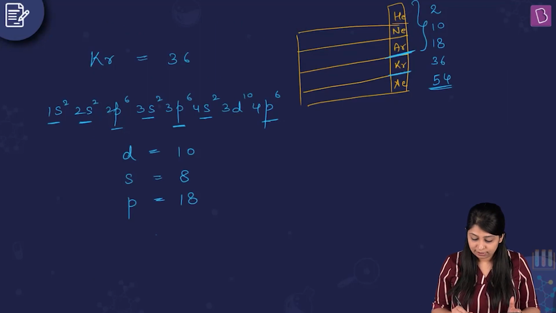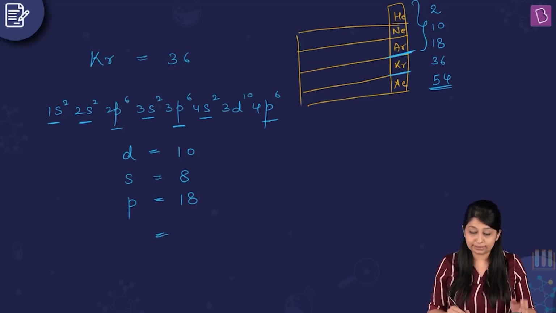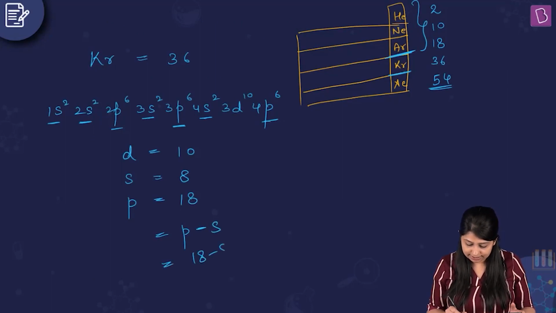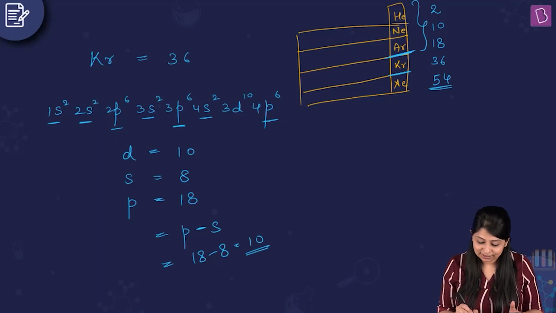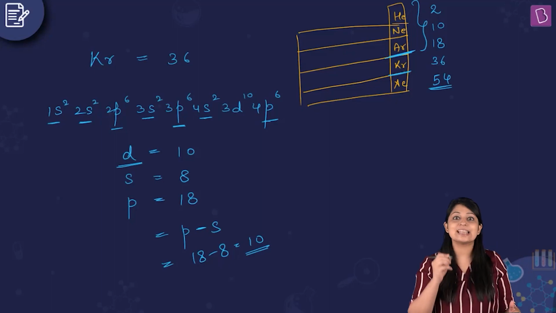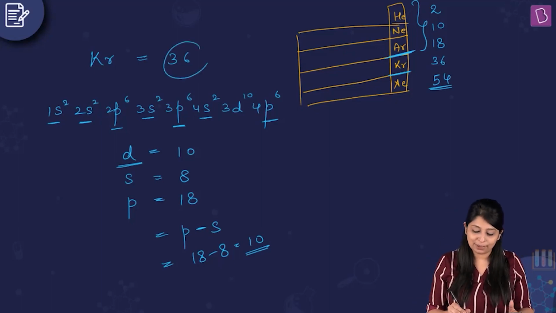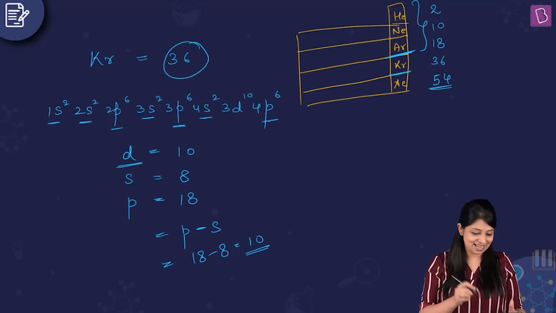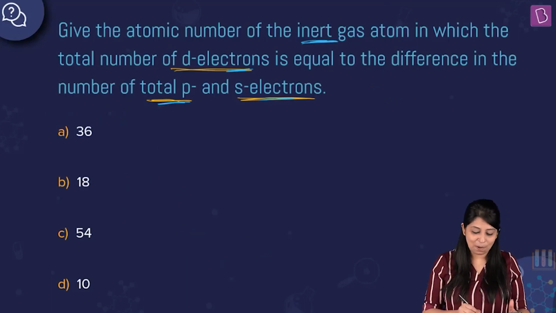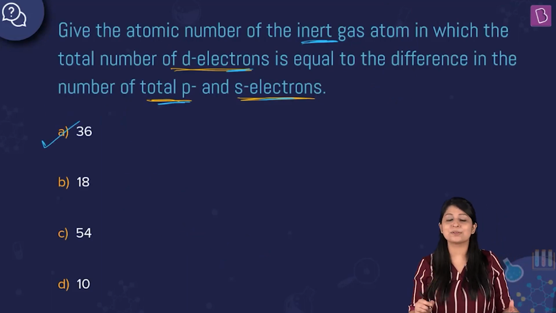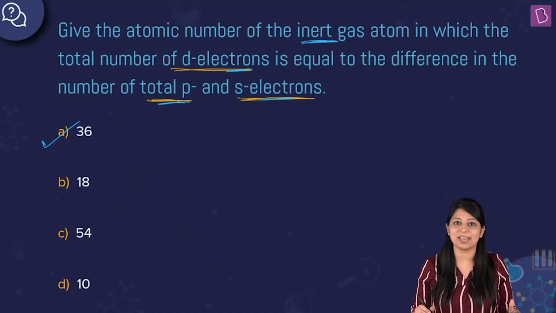We have to find the difference between the number of electrons of p orbital and s orbital. So that is 18 minus 8, that is 10, and it is equal to the number of d electrons in krypton with atomic number 36, and it matches option A. So the correct option to this question is option A.